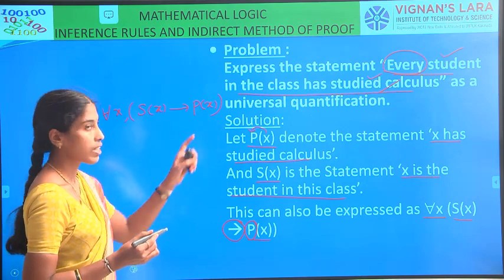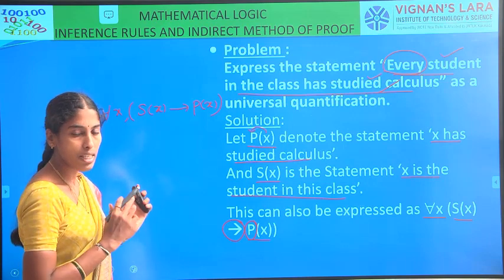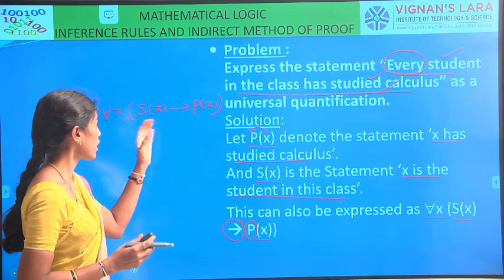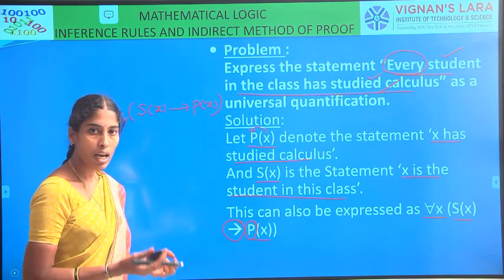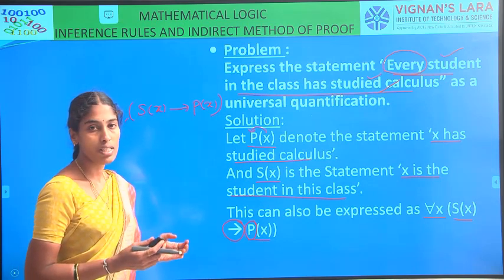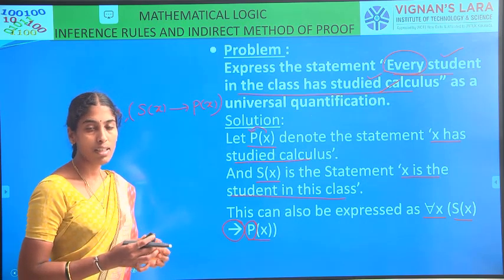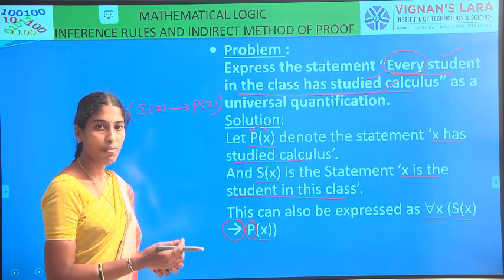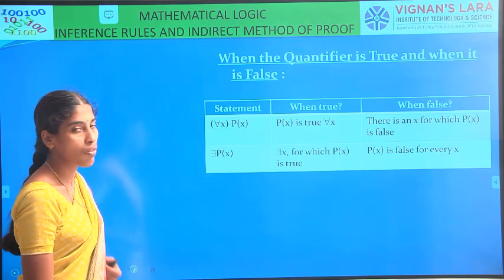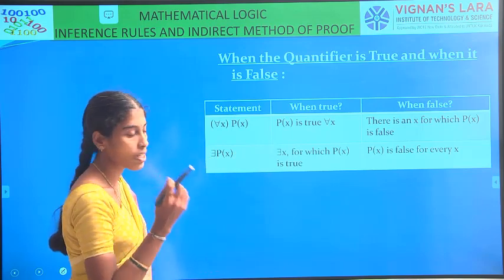So like that, every sentence can be written in terms of predicates and quantifiers. What is the use of this? After expressing the given sentences in terms of predicates and quantifiers, again we have rules of inference theory. That means by using the rules of inference, we are saying that the given set of premises are consistent or inconsistent, otherwise a tautology true or false. Next one, when the quantifier is true, when it is false, how can we say this one? We can easily understand this table by using a simple example.